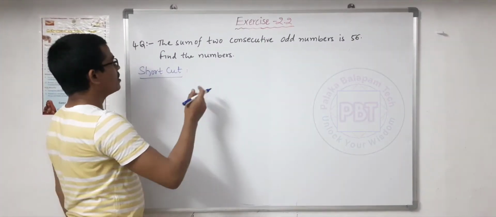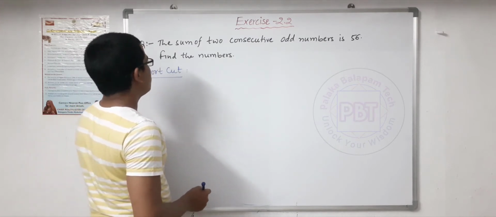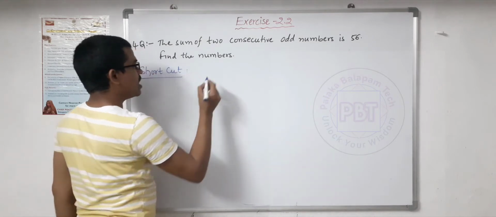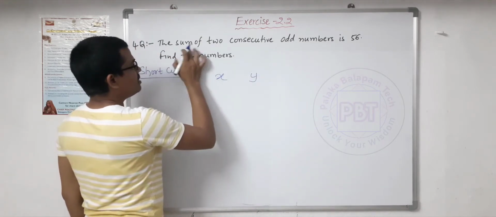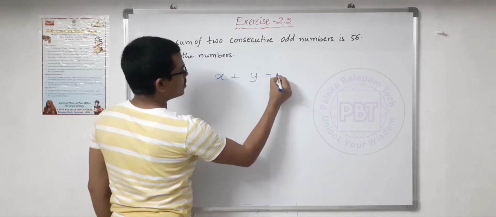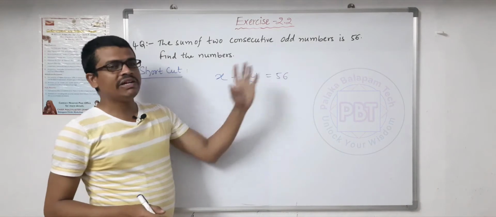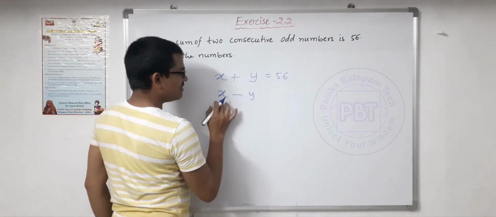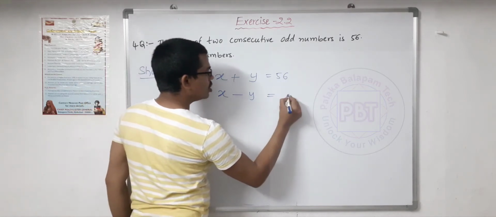Let us see the shortcut method for this question. The sum of two consecutive odd numbers is 56. Find the numbers. I am taking x and y as the two consecutive odd numbers, and their sum is given as 56. And we know that the difference between two consecutive odd numbers is 2. That is x minus y, the difference between these two, should be 2.